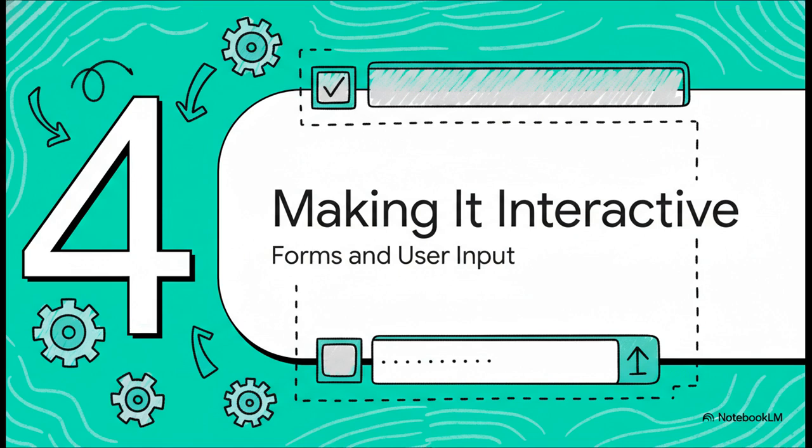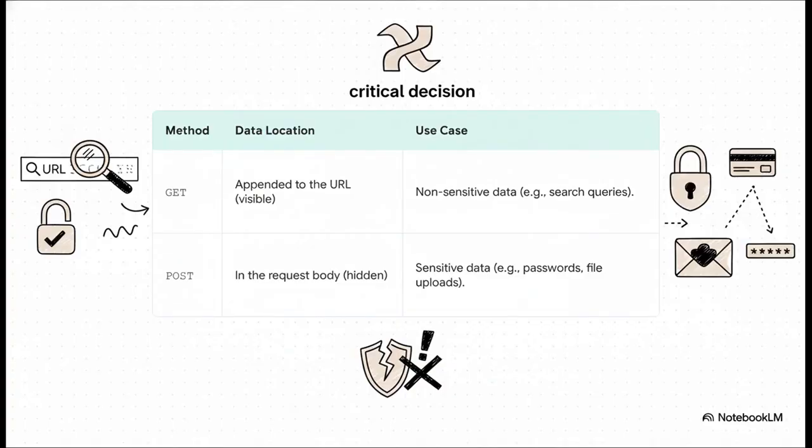So the next part of our exam is all about making it interactive by building forms to collect info from our users. Choosing between get and post, this is a huge deal. The get method sticks all the form data right into the URL where everyone can see it, which is fine for something like a search query. But for anything sensitive like a password or a credit card number, you absolutely have to use post, which hides the data in the request body. Using the wrong one is a major security flaw.